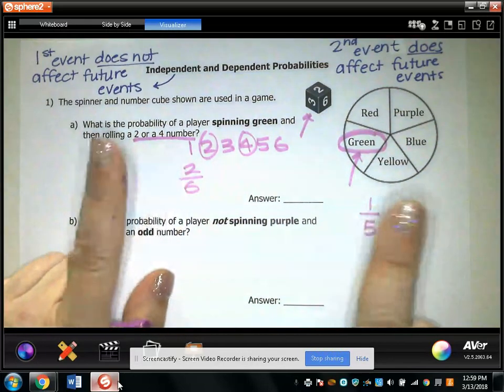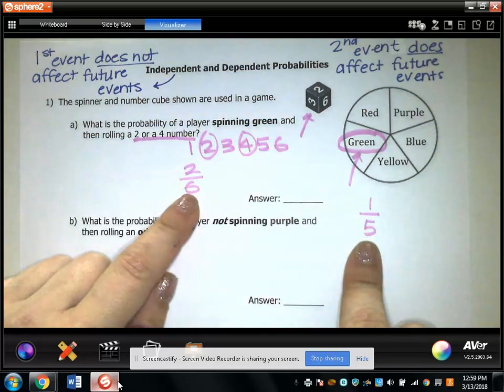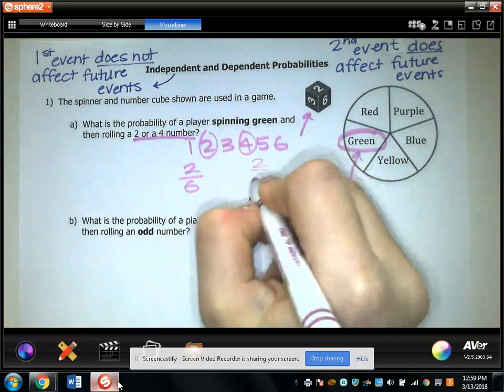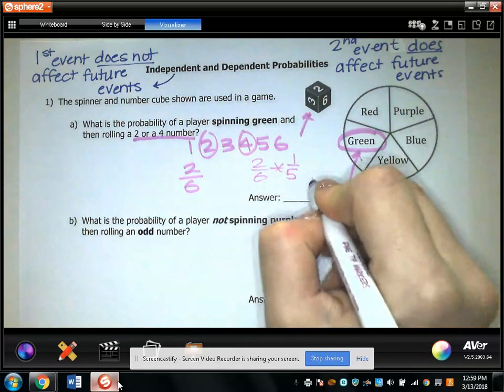So what's the probability of both of these things happening? In order to find that out, you have to multiply them. So I'm going to do 2/6 times a fifth, and I get 1/15.